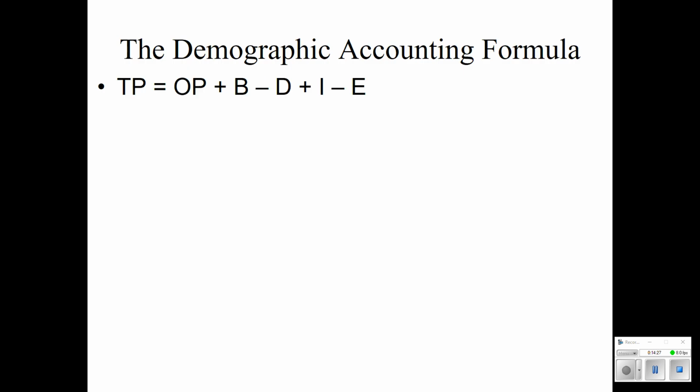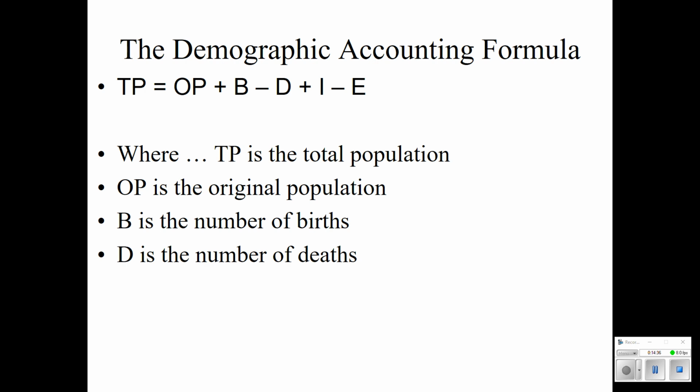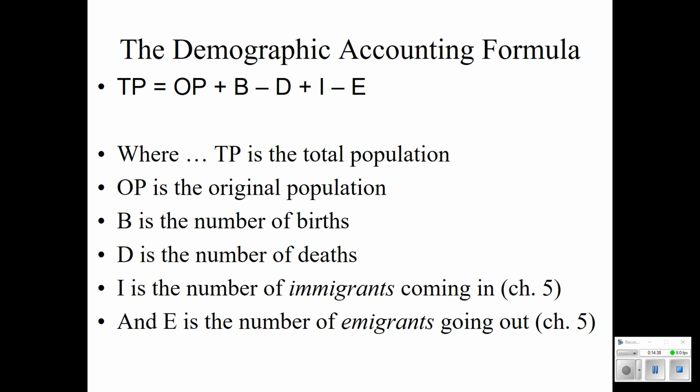So the demographic accounting formula, the total population is the original population plus the births minus the deaths plus the immigration coming in minus the immigration going out. We won't talk about immigration until chapter 5, but we will start talking about births, deaths, and we're going to talk about crude birth rate, crude death rate. We'll talk about fertility, mortality. The slideshow's coming up. It's a lot of math, so get ready.